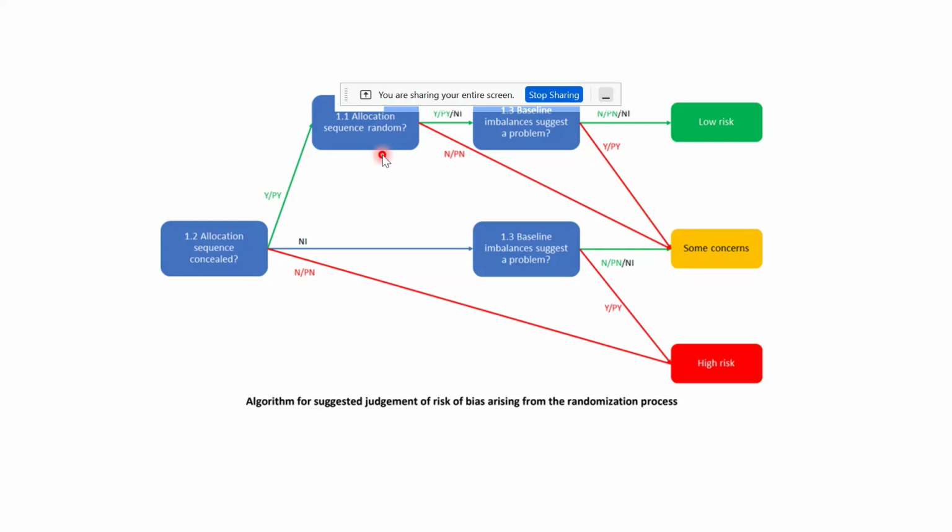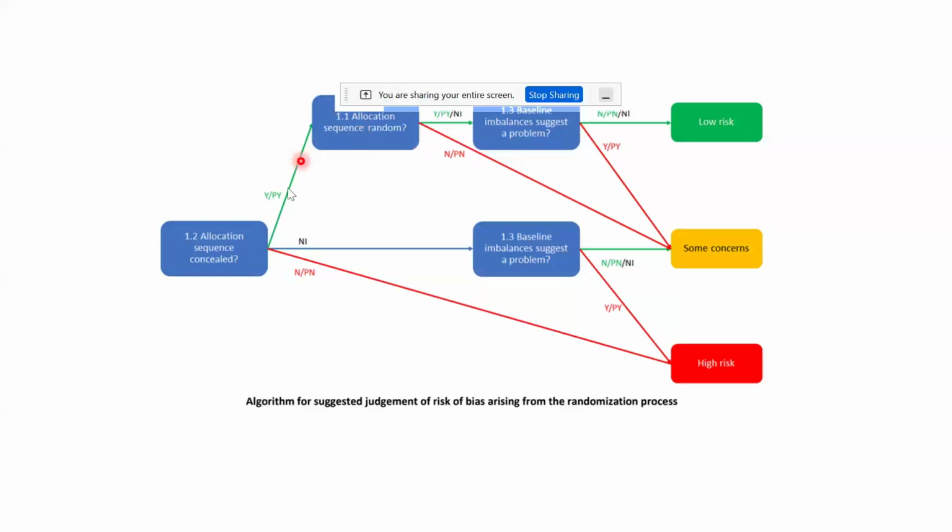The guidance document states that if the only statement in the article states that randomization was done, then we can answer no information for this, because we don't know exactly what the randomization process was. And in case this hasn't been mentioned at all, then it goes to no.